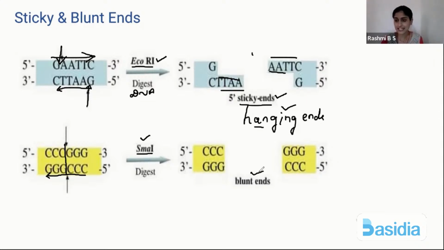So what I'm telling you here, whenever you use restriction enzymes to cut a piece of DNA, you will be getting two types of ends in the DNA fragments. Either the ends may be sticky ends when we use an EcoR1 kind of restriction enzyme, or we may get blunt ends when we use a SmaI kind of restriction enzyme. Any doubts in sticky ends and blunt ends, children? I'm looking into your QA panel. So tell me, any doubts in the sticky end and blunt end?